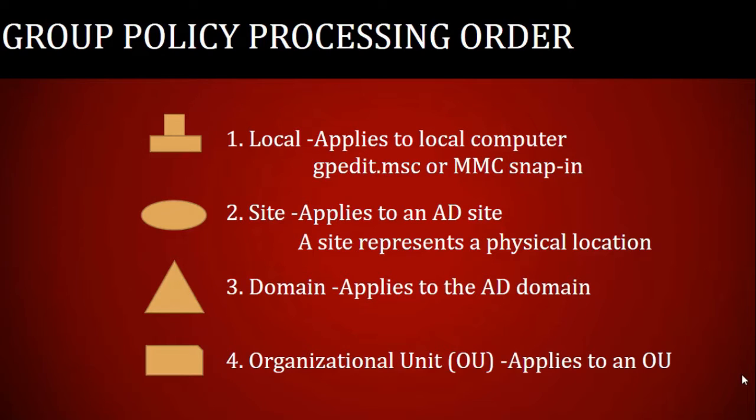The group policy processing order has 4 locations that allow group policies to be linked. The first location that I can link group policy is at the local level. A local group policy setting applies to the local computer that it's configured on.